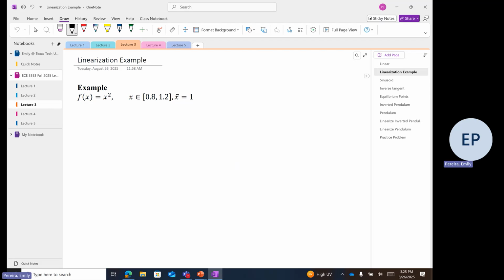All right, so let's consider x squared, which we know to be nonlinear, and let's approximate it as a linear function around this interval 0.8 to 1.2. So just as a reminder, it's always good to have a mental image of these functions. So this is what your x squared approximately looks like. This is 1 and 1, and then you have 2 and 4 and 3 and 9, right?